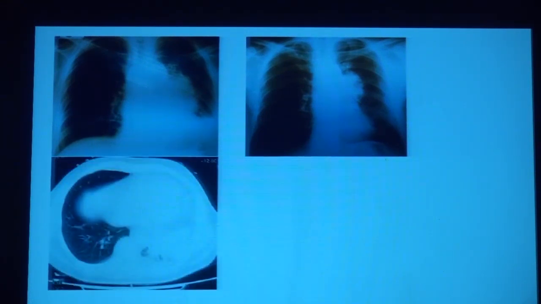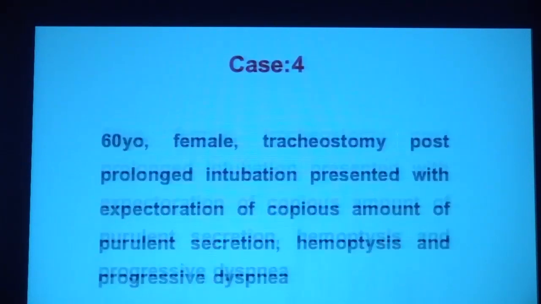This is endobronchial lymphoma. This is the picture before extraction and after extraction. CT before and CT after. This is the endobronchial tumor obstructing the left main bronchus and after cryo and electro extraction.